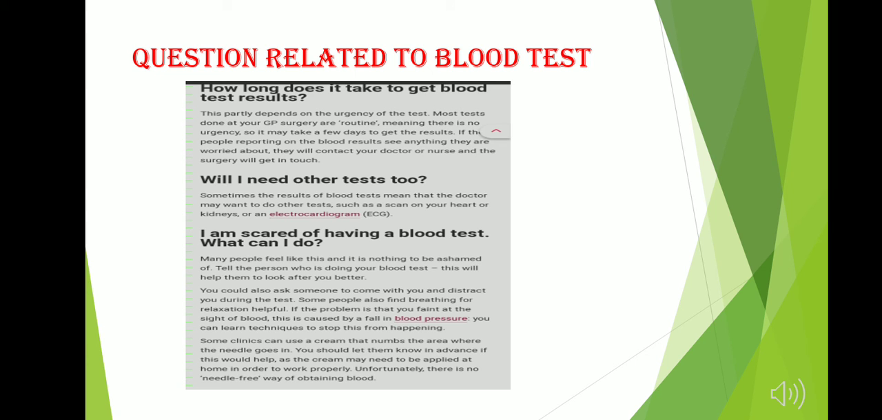So usually we have some questions regarding blood tests. How long does it take to get blood test results? This partly depends upon the urgency of the test. Most tests done at a GP surgery are routine, meaning there is no urgency, so it may take a few days to get the results. Will I need other tests too? Sometimes the results of blood tests mean that the doctor may want to do other tests such as a scan on your heart or kidney or an electrocardiogram.